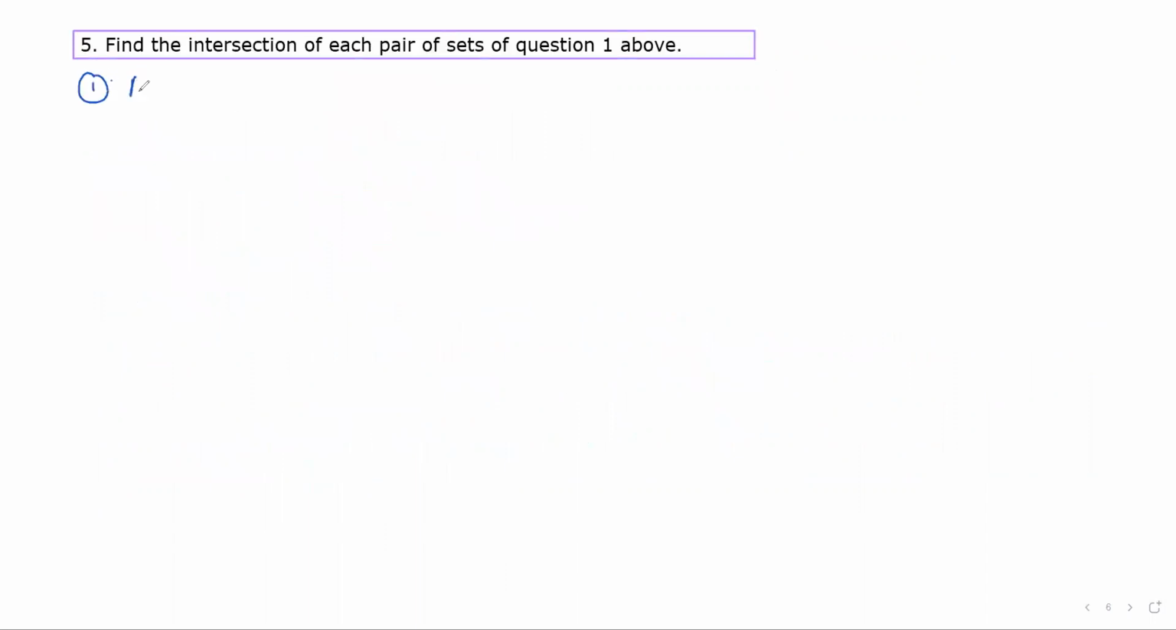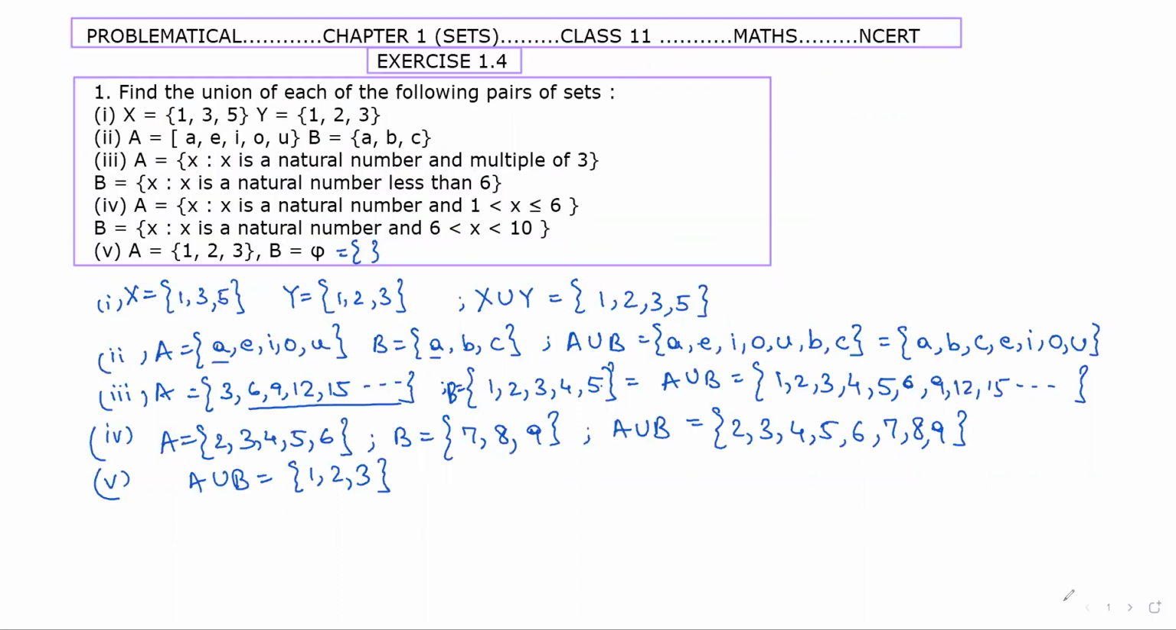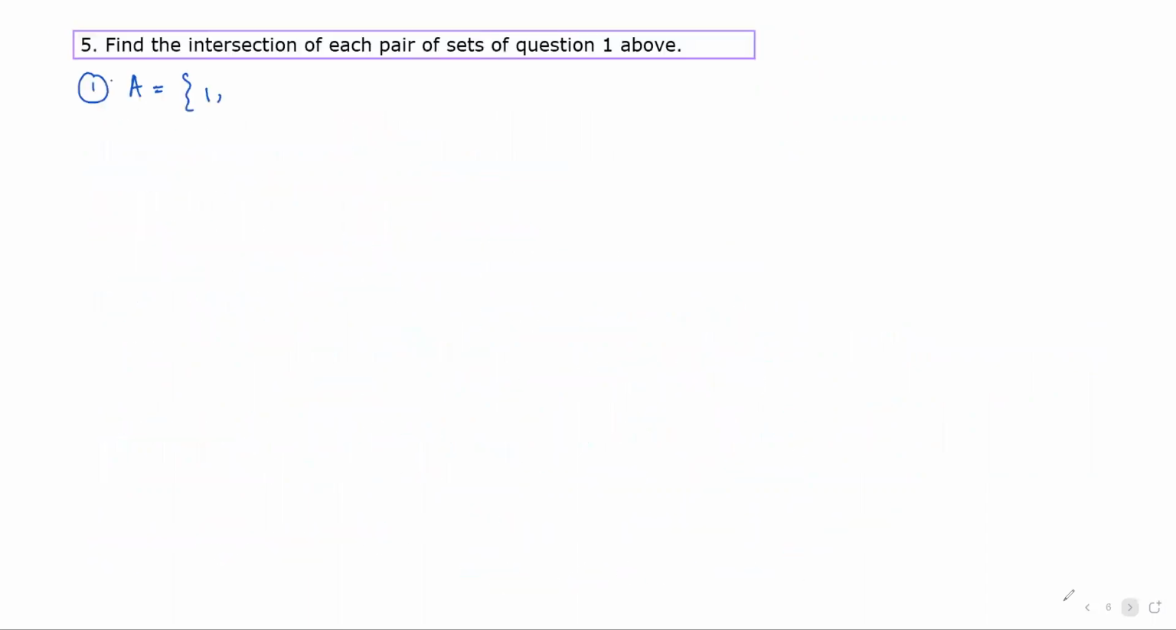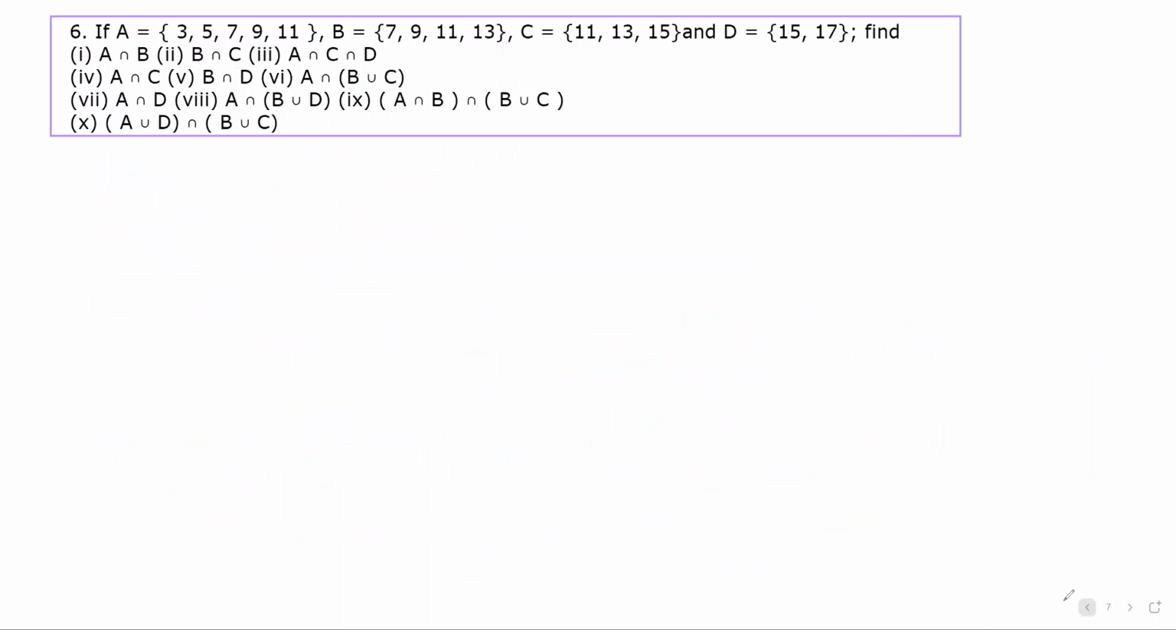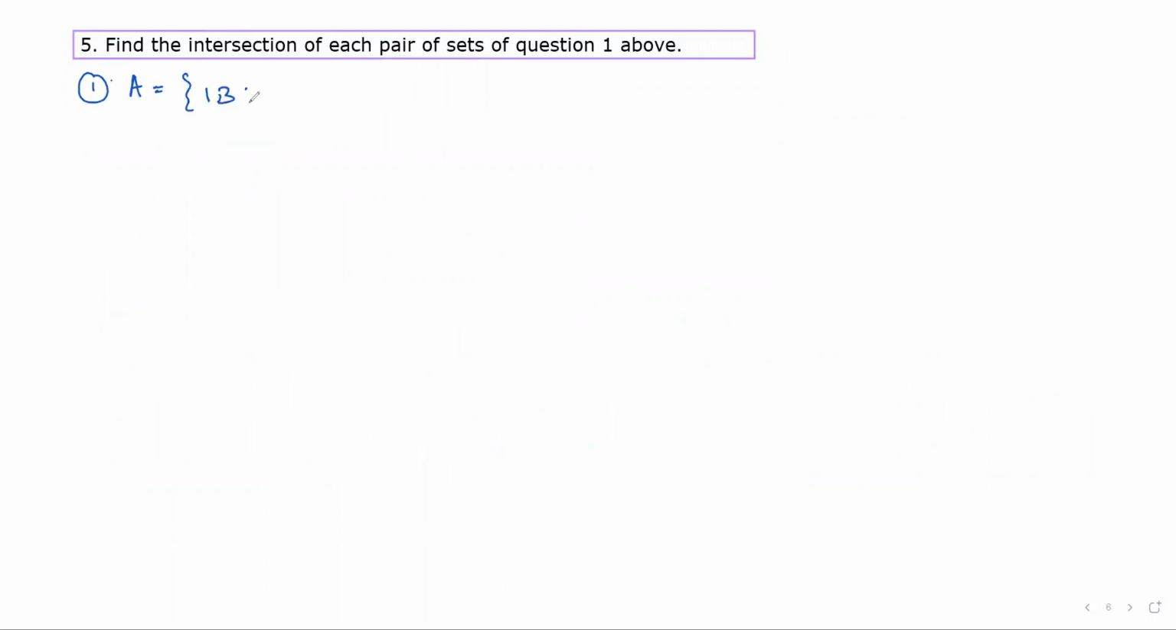In the first problem, X is equal to {1, 3, 5} and Y is equal to {1, 2, 3}. X intersection Y would be equal to the elements which are common in both. Only element 3 is common in both. So that is the intersection value.